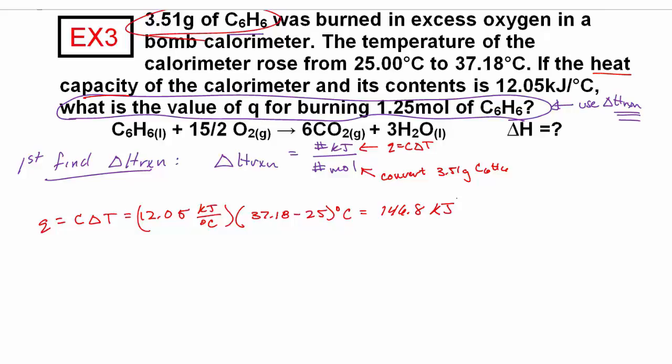Now with Q and delta H calculations, always look at the sign before you continue, because very often you have to add that minus sign. We see that the temperature went up, so heat's being given off. This is definitely an exothermic reaction. We know burning is always an exothermic reaction, so that should be a negative sign on that Q. So we've got the Q.